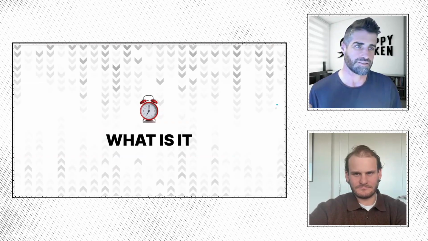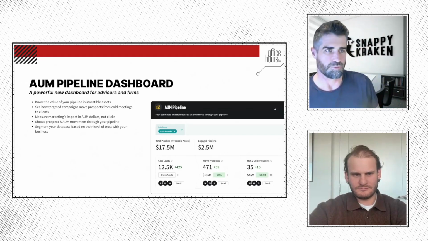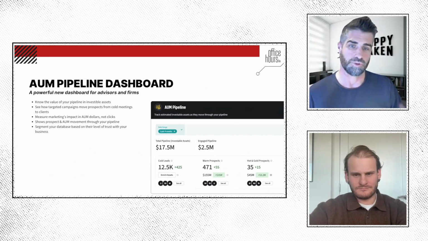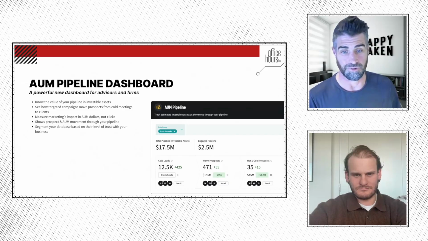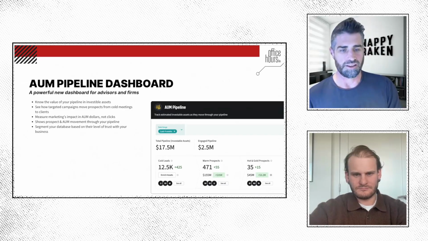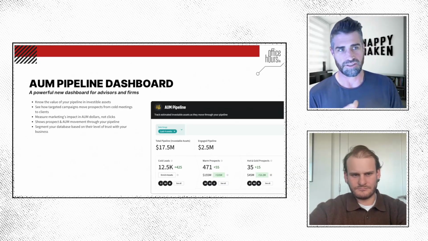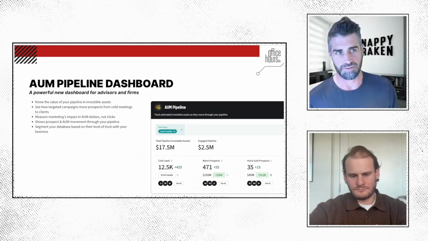So what is this thing, right? The AUM pipeline dashboard looks pretty cool. We've got a visual of it right here. This is a direct screenshot from the platform where it is live right now. And you can choose a date range. We've got total pipeline, investable assets. We've got engaged pipeline, this pipeline view showing you how prospects and AUM are moving through. A lot of cool things going on here. Jake, do you want to tell us a little bit about what is this thing? Why did we build it? And we'll talk about why it's valuable in a few minutes.